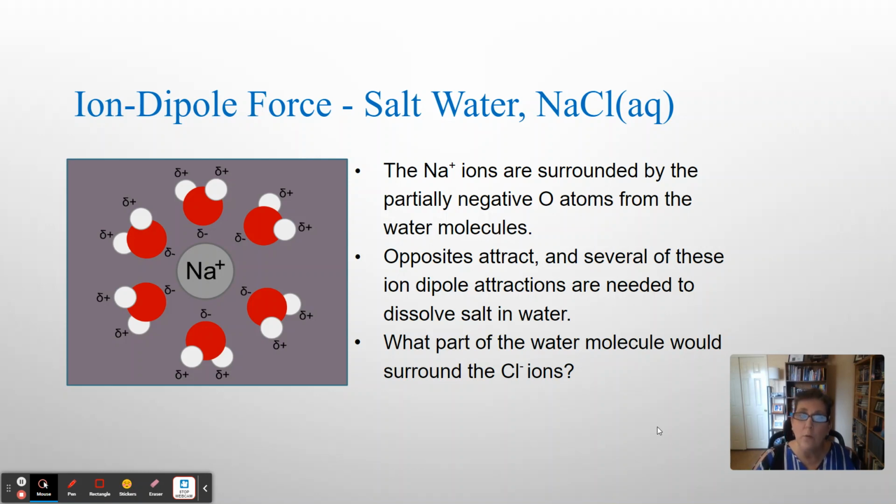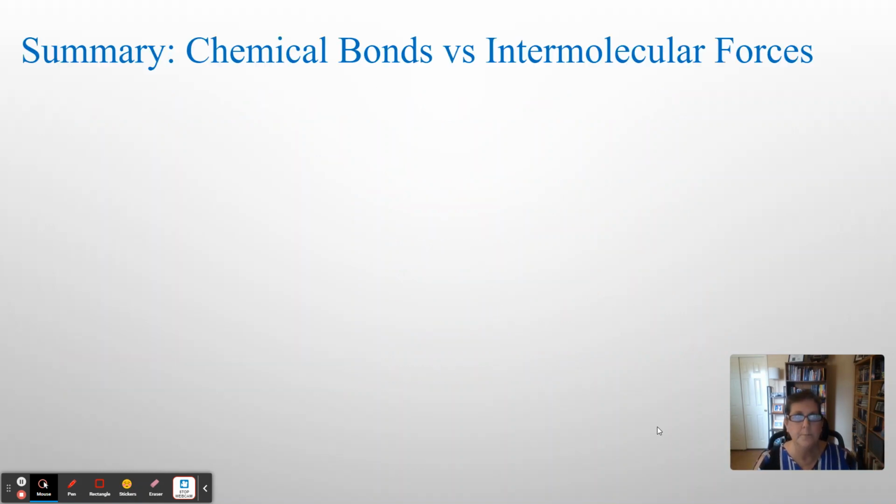Here's a question for you. Which part of the water molecule would surround the Cl -1 ions? Chlorine is -1. Which part of the water molecule would face into the chlorine? Yes, the hydrogens of the water. All the little delta pluses, the hydrogens would point in.